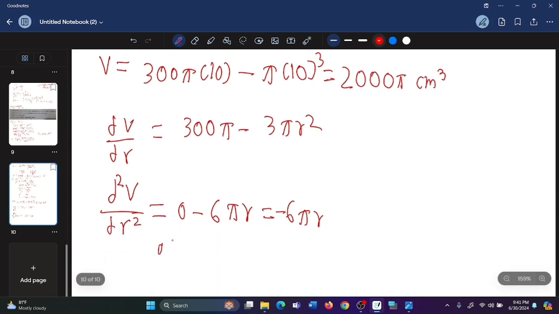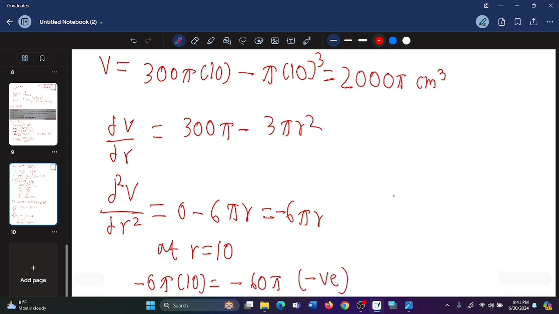So let's see, at r is equal to 10, we get minus 6 pi 10. It is minus 60 pi. So obviously this value has a negative magnitude, which means it's a maximum curve. It is a maximum point, like this. In the stationary point segment, I told whenever we end up with a negative value, that is a maximum point, and whenever we end up with a positive value, that is a minimum point.